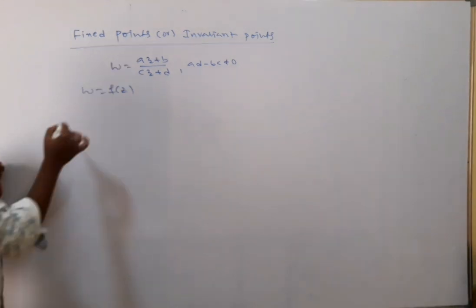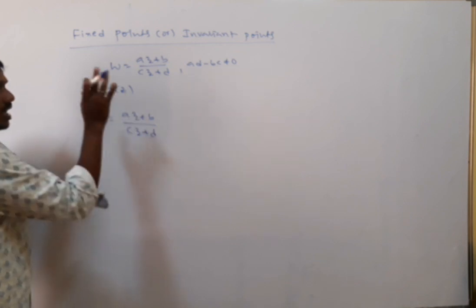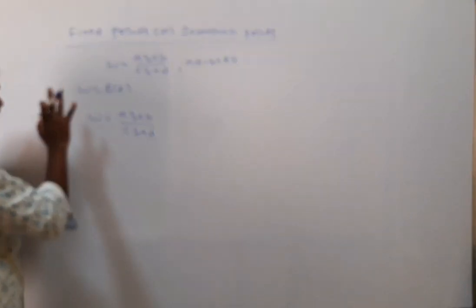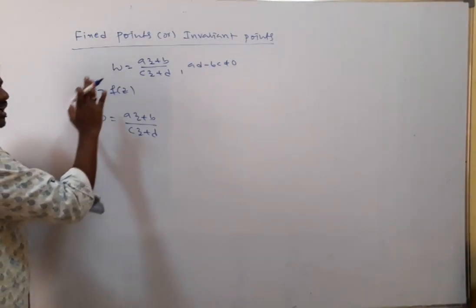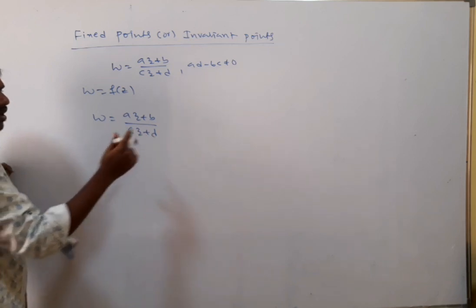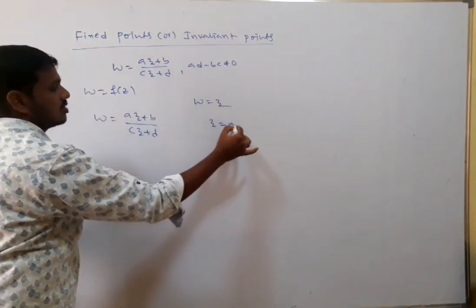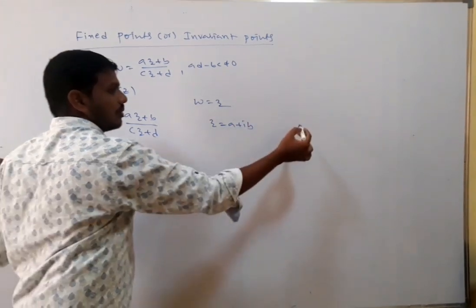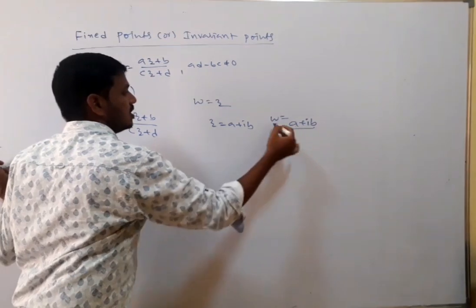Simple. We have the bilinear transformation w = (az + b)/(cz + d). From the definition of the invariant points, the point is mapped to itself. So z becomes, obviously, w. Yes, w = z. If I am taking z = a + ib, what is the image of a + ib? Here it is a + ib. So w = a + ib, so w is the same as z.